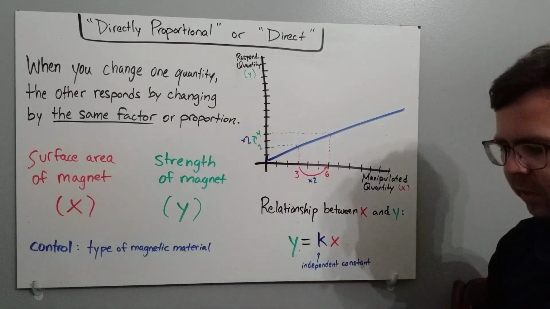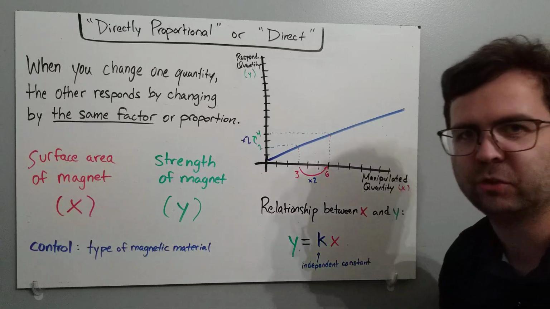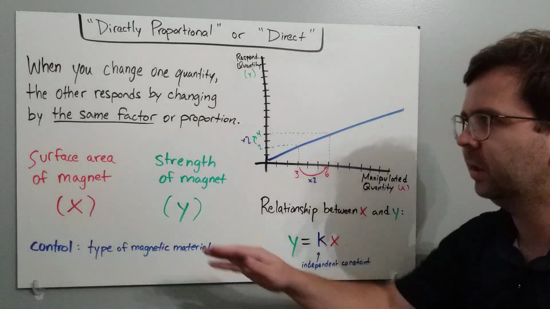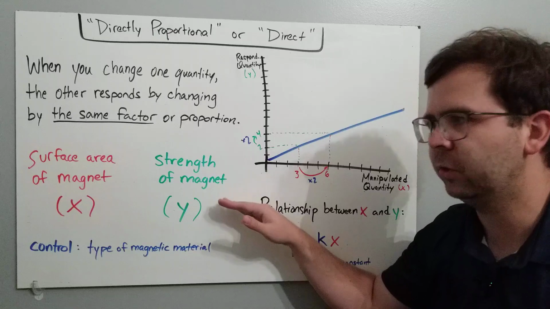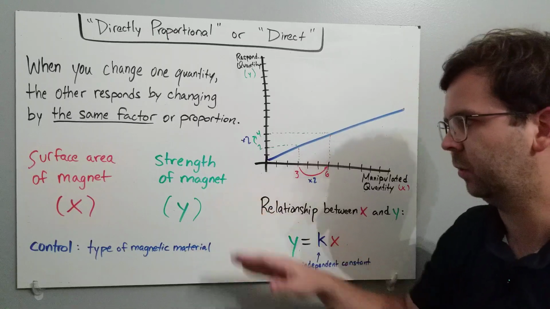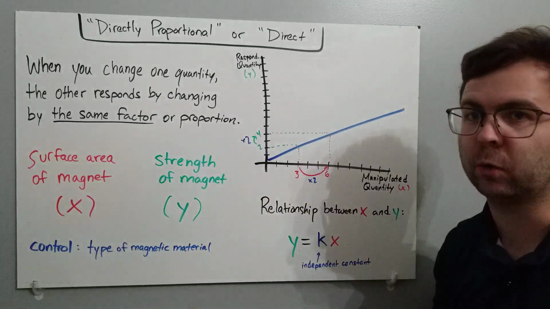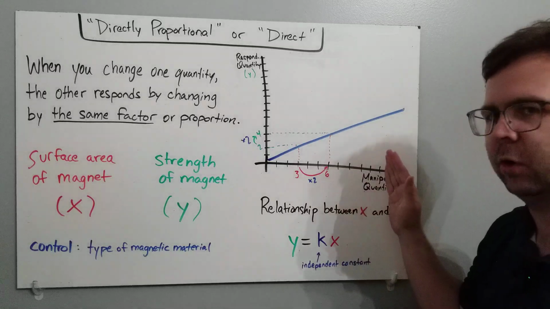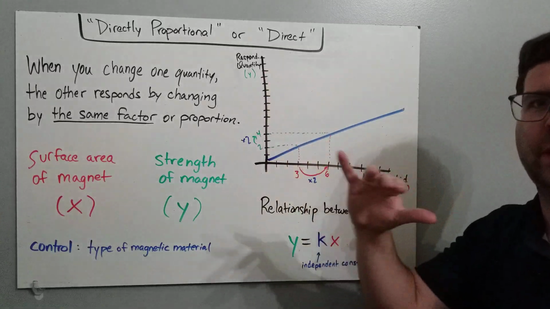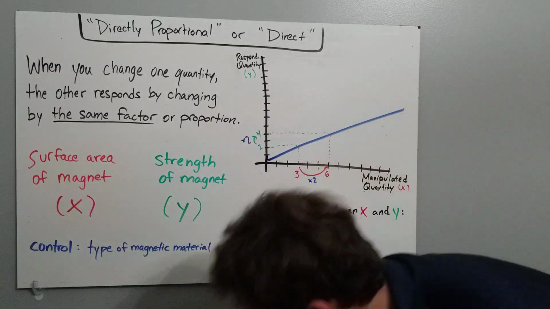So this is why we call it directly proportional, because they change by the same proportion. You double the x value, you get double the y value. And this would work for a triple as well, or even cutting it in half. So if you go half as much, you get half as much. So they always have the same proportion.